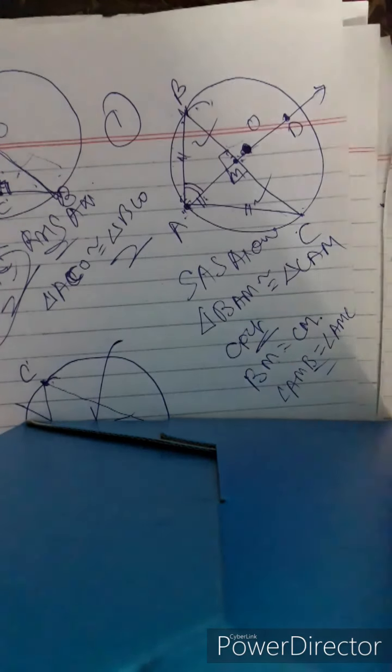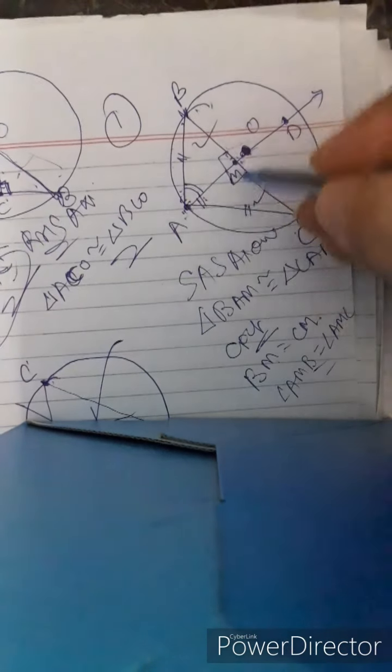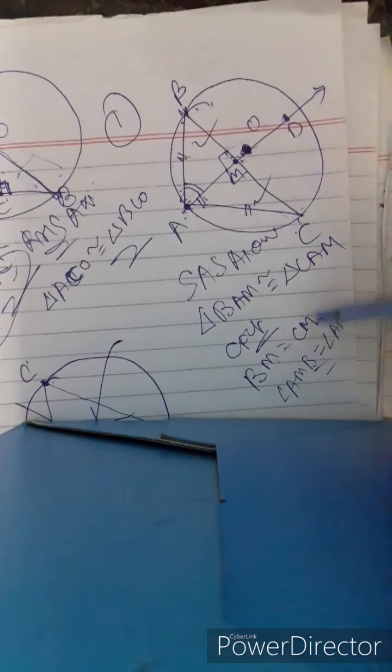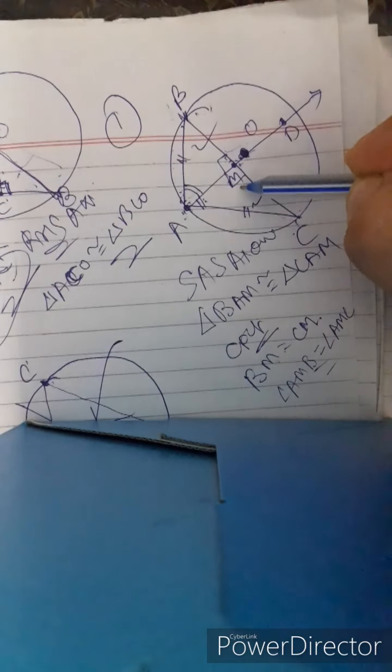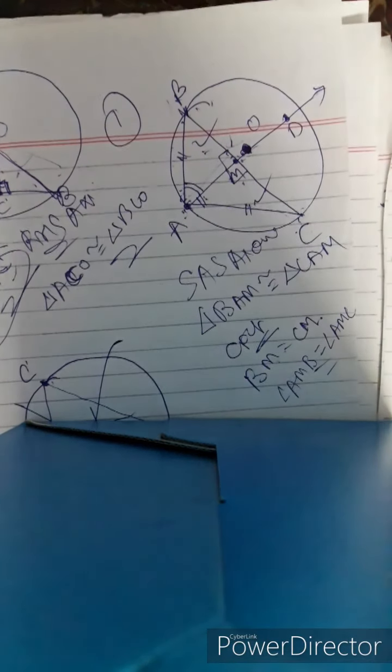Now, BMC is a straight line, we know. So angle AMB plus angle AMC equals 180 degrees. Since both are equal and their sum is 180 degrees, angle AMB becomes 90 degrees.